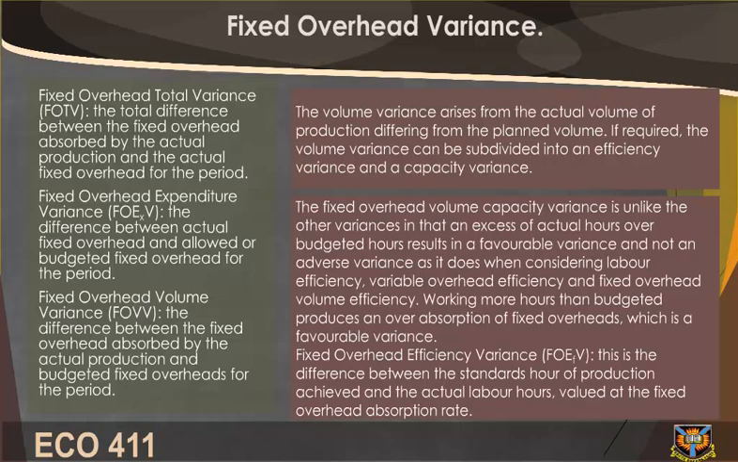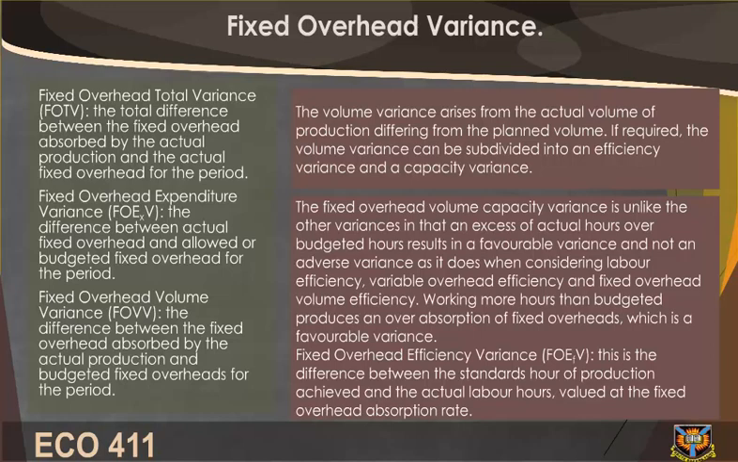Fixed overhead volume variance. The difference between the fixed overhead absorbed by the actual production and budgeted fixed overheads for the period. The volume variance arises from the actual volume of production differing from the planned volume. If required, the volume variance can be subdivided into an efficiency variance and a capacity variance.